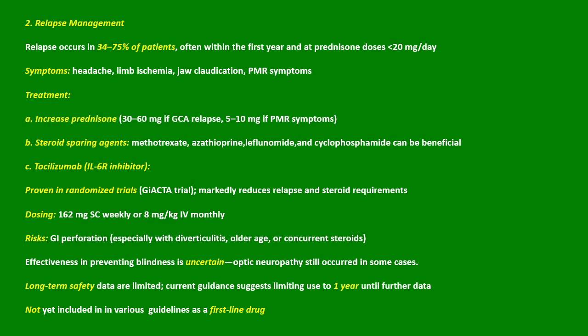Dosing is 162 milligrams subcutaneously weekly or 8 milligrams per kilogram IV monthly. Risks include GI perforation. Effectiveness in preventing blindness is uncertain, and optic neuropathy still occurred in some cases. Long-term safety data are limited, and current guidelines suggest limiting use to 1 year until further data. It is not yet included in various guidelines as a first-line drug.